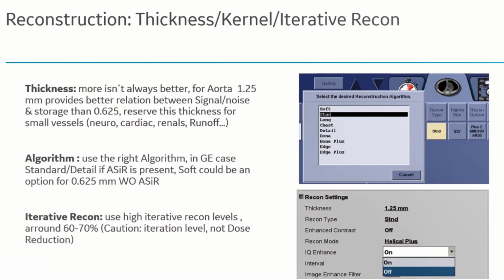Also consider the algorithm and the amount of iterative recon applied. As we've said, the dose is often reduced, which means noise is introduced into the image, and the counter to that is a higher level of iterative recon. If using iterative recon, then a standard algorithm will be good for CTA, and some radiologists will prefer it. If the system does not have iterative recon, however, then a soft algorithm will be a good option for 0.6.